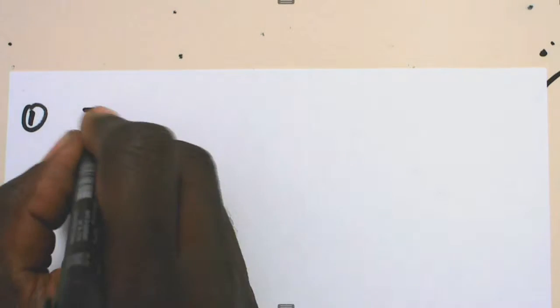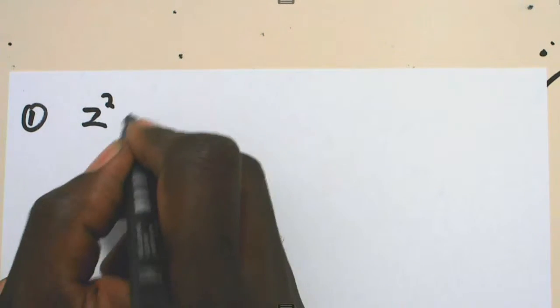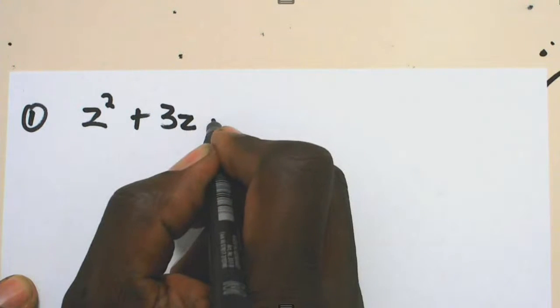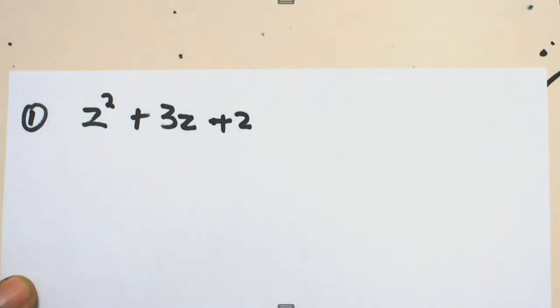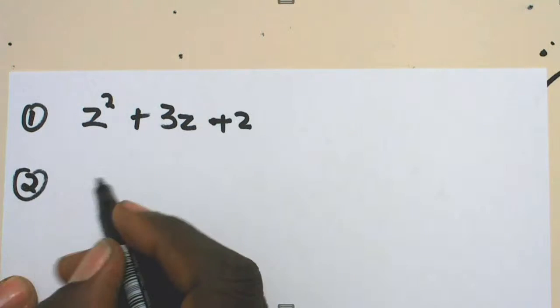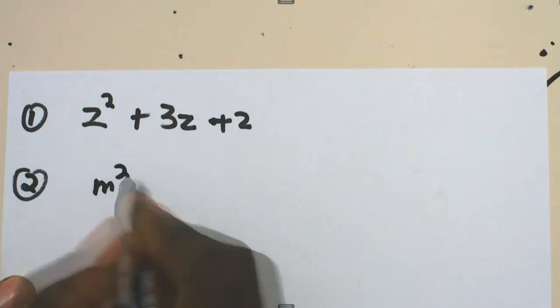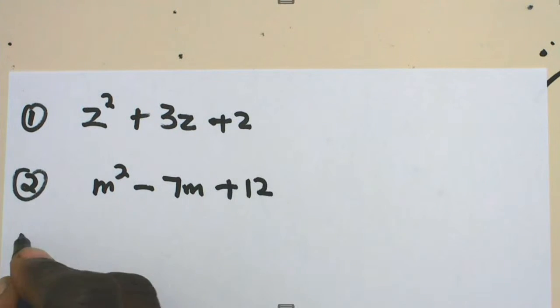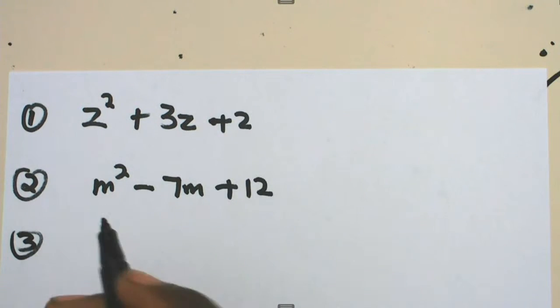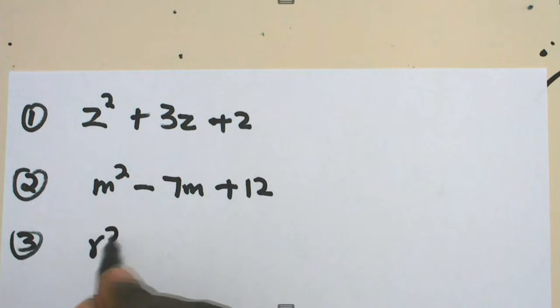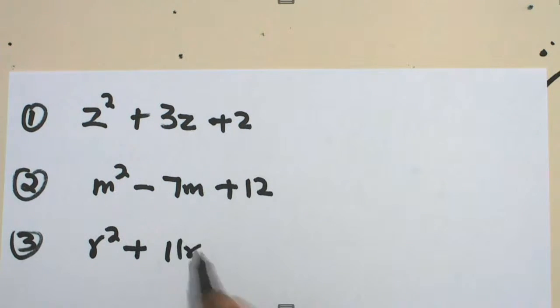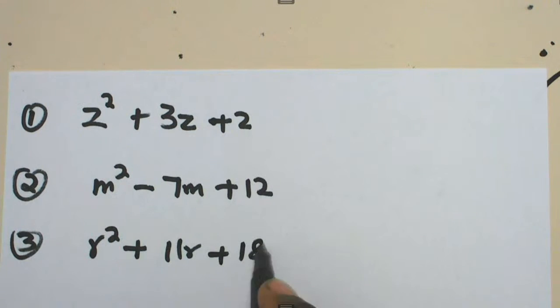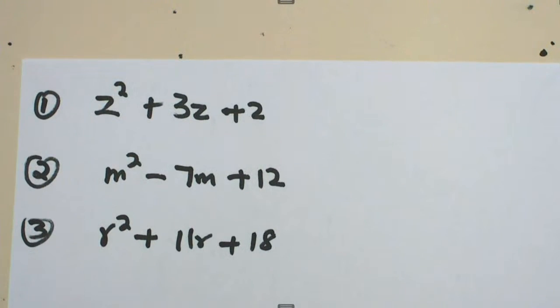Number 1 is z squared plus 3z plus 2. Number 2 is m squared minus 7m plus 12. Number 3 is r squared plus 11r plus 18. These are the 3 examples that I want you to finish at home.